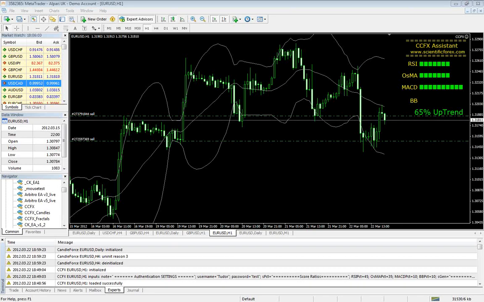If somebody did not catch it, my name is Tudor. I'm the chief programmer here with Scientific Forex. I'm the developer of all of the tools which you have, starting with CCFX Trading Assistant, going to Elliott Wave Profit, Candle Force, Crossfire, Signal Locator, and all of the stuff from the technical point of view for MT4.